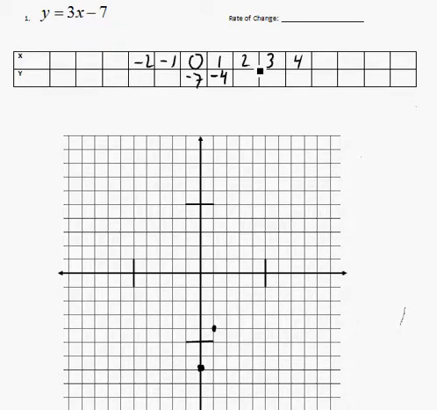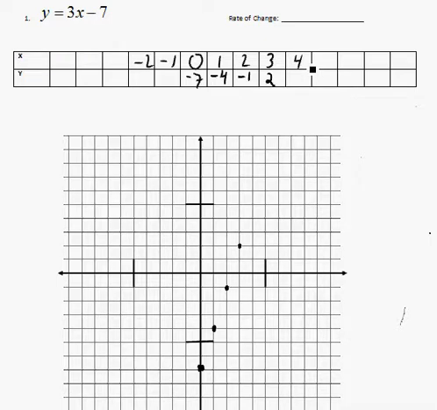If we plug in 2 for x, 3 times 2 is 6. 6 minus 7 is negative 1. 2, negative 1 is here. If we plug in 3 for x, 3 times 3 is 9. 9 minus 7 is 2. 3 comma 2 is here.